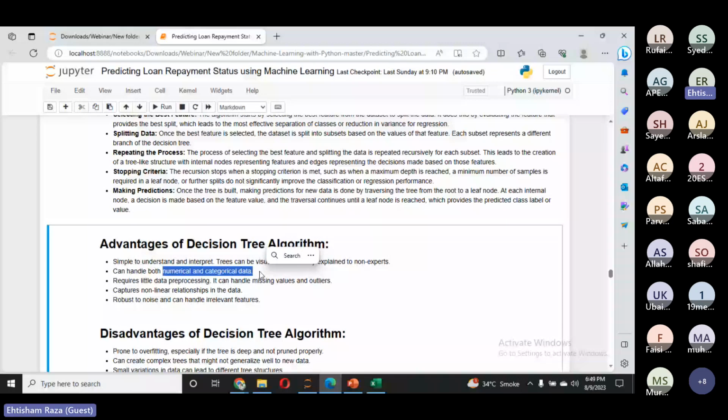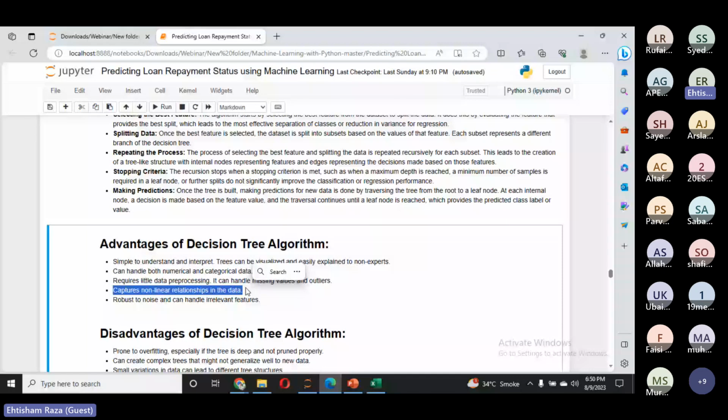Sometimes it's not necessary that your data set is very linear. Your data set can be linear or non-linear. It can have many hidden parameters, many hidden patterns. So you have to identify those patterns. If you have an algorithm which can identify those patterns, you can easily work with that. So a decision tree has the capability to handle and capture non-linear relationships.